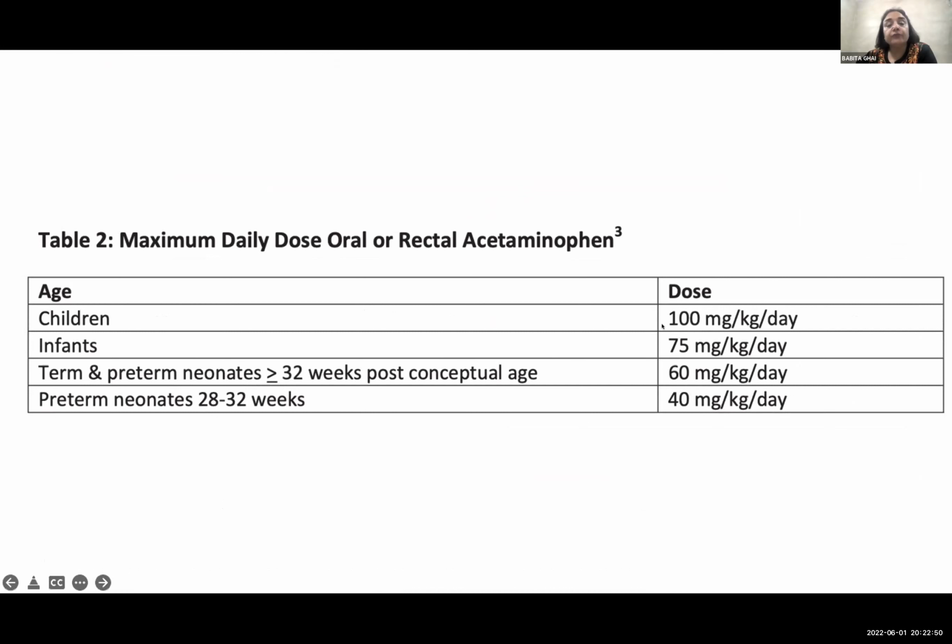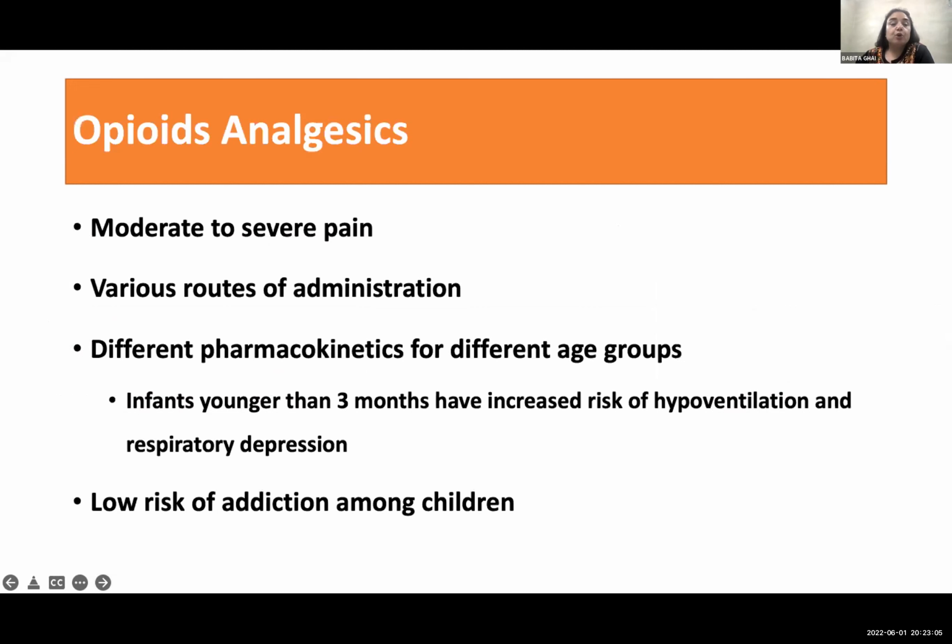acetaminophen in children, oral and rectal doses, are 100 milligram per kg. Infants, it is 75 milligram per kg. Term and preterm of more than 32 weeks, it is 60 milligram per kg. Preterm from 28 to 32 weeks, it is 40 milligram per kg per day.